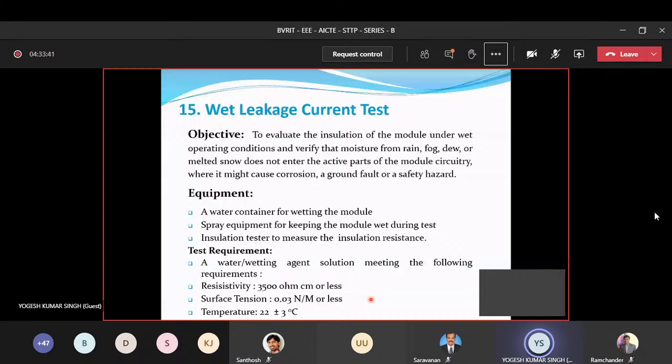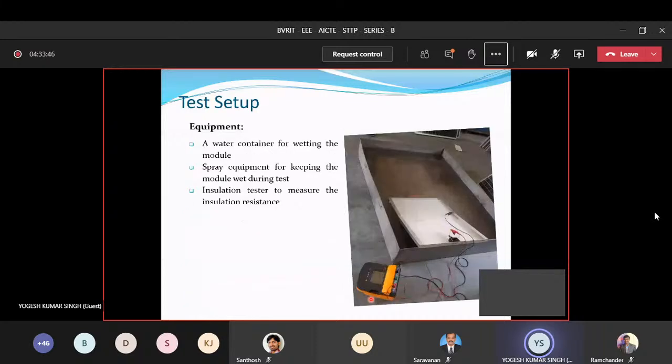So this is a test setup. How can we decide the test setup? First we take water in the container for wetting the module, then we spray the equipment to keep the module wet for leakage testing, and use the tester to measure the insulation resistance in that particular condition. So with the help of that we will find out the wet leakage insulation current in that particular condition.